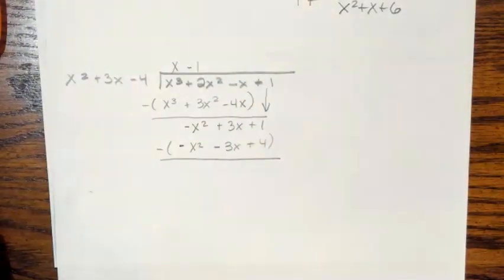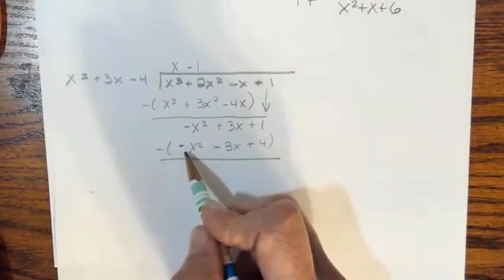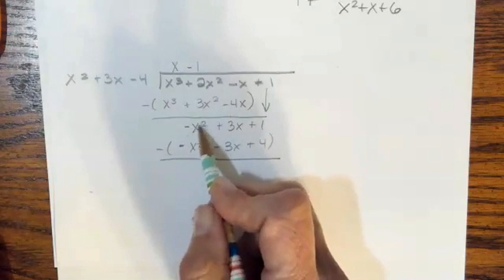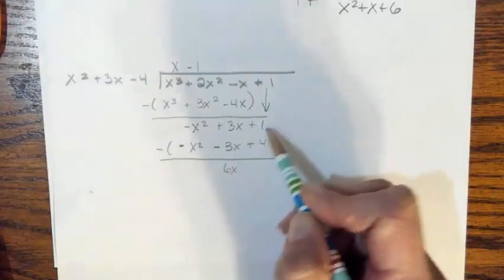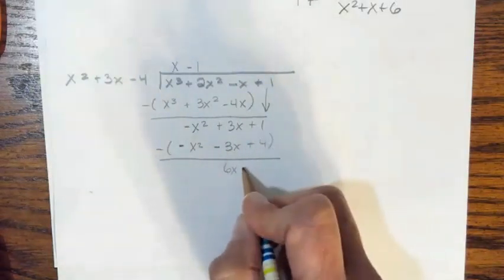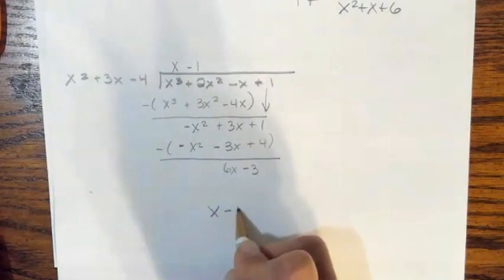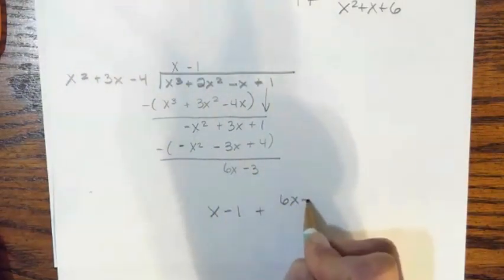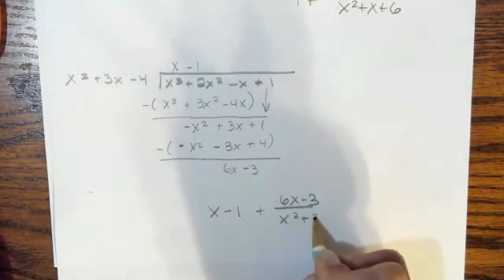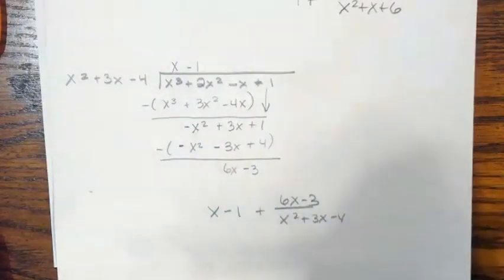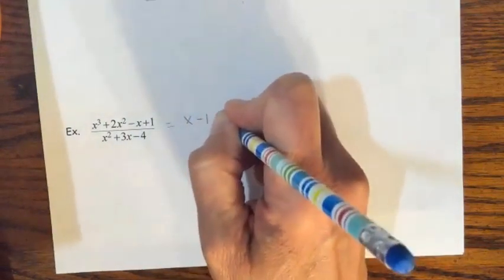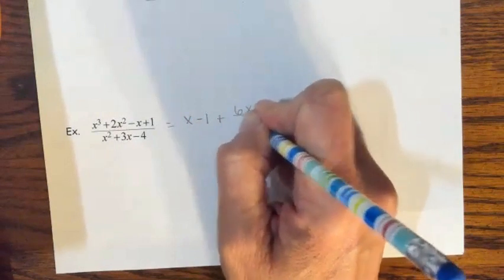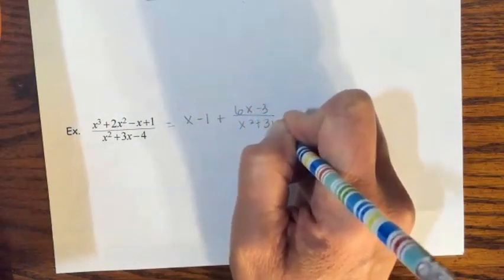Again, I'm going to subtract. Negative x squared minus a negative x squared cause that to be plus x squared, gone. 3x minus a negative 3x would be 6x. And 1 minus 4 is negative 3. So I'm left with x minus 1 plus 6x minus 3 over x squared plus 3x minus 4. So now I've got to take that and put it over here. So this right now is equal to x minus 1 plus 6x minus 3 over x squared plus 3x minus 4.